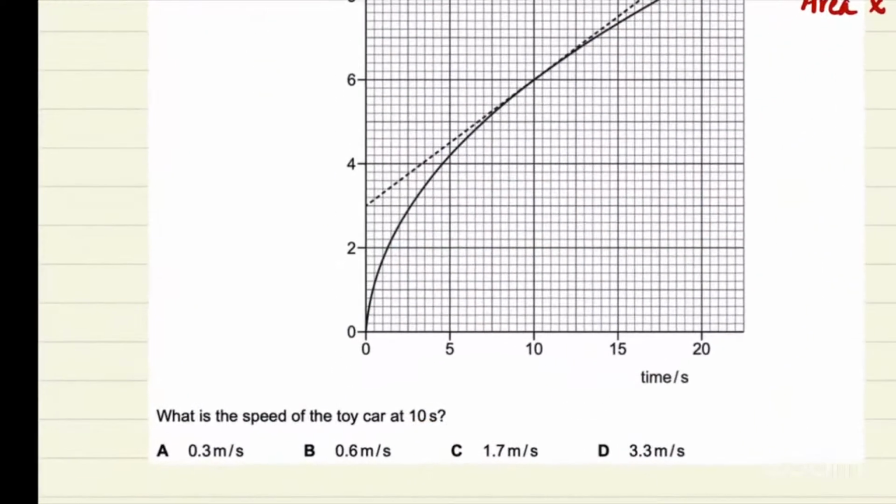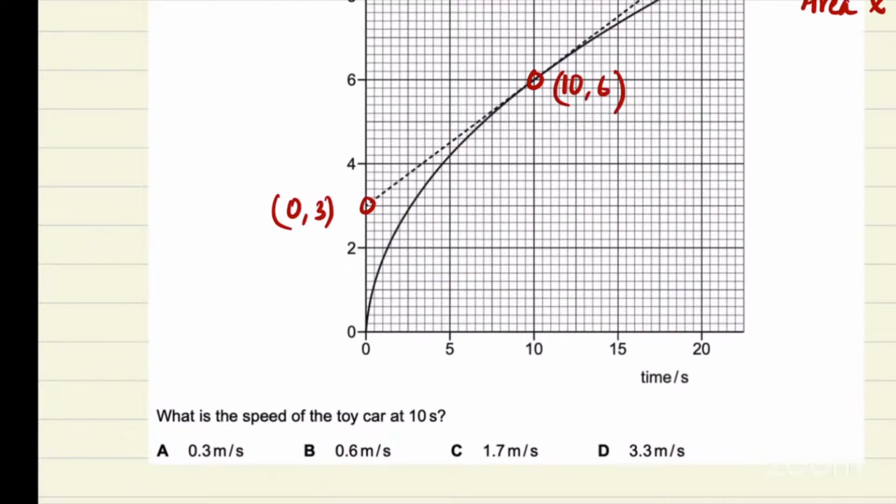So now all I need to do is use the gradient formula, and I just need to locate 2 points. So for example, one is this, another one is this. I can see this is like 0, 3. This one is 10, 6. Then I can just use change in y over change in x.